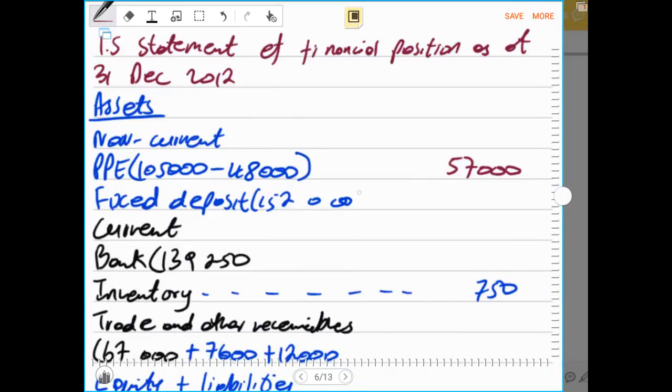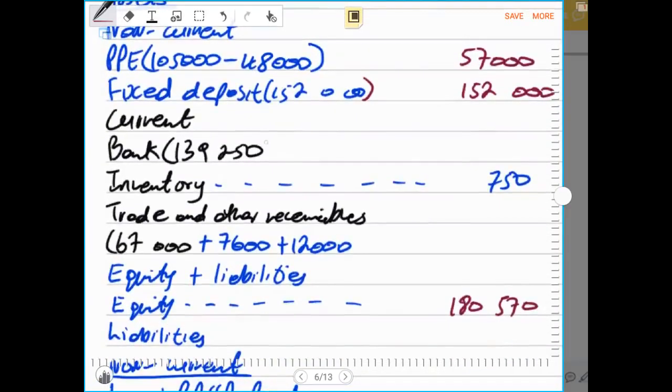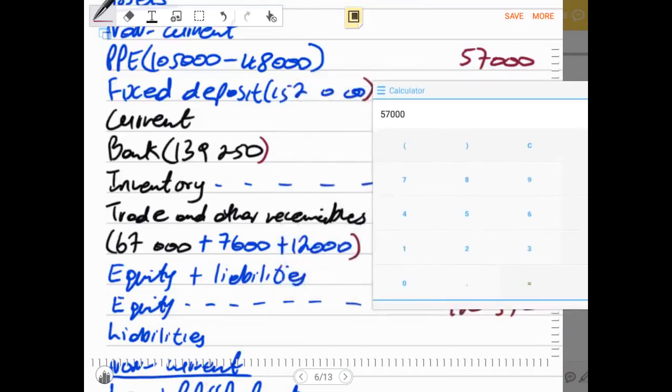Then we had a fixed deposit, and fixed deposit is 152,000 rands. Then our bank, there was nothing that affected our bank regarding the adjustment, 139,250. And our trade and other receivables, we recorded few things. We recorded 67,000, we recorded 12,000, and we recorded 7,600. Then we have to add all these three and we see how much we get.